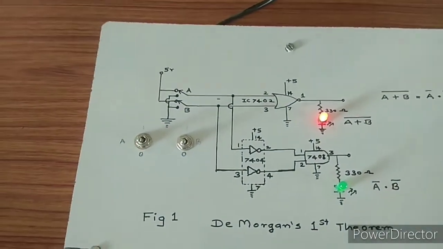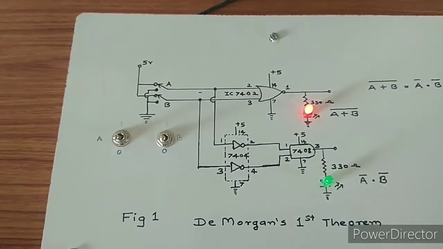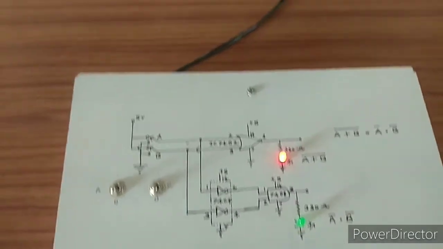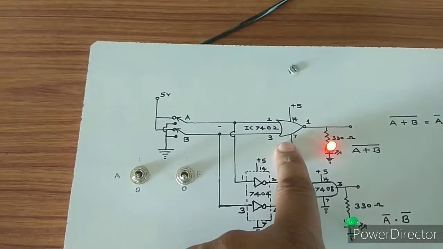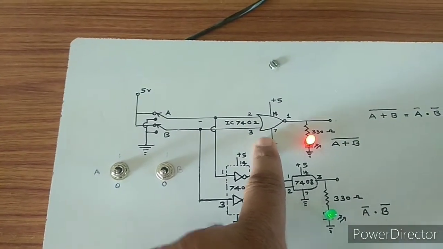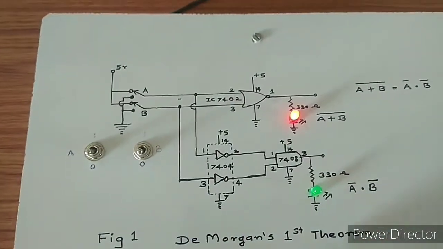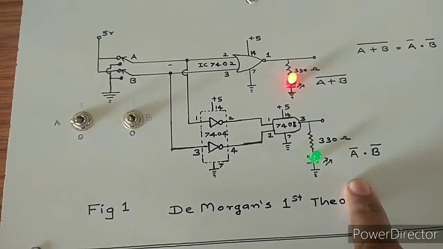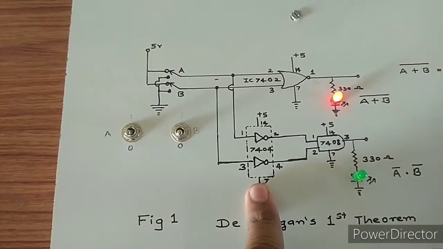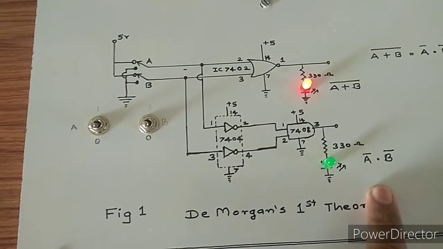When the LED glows, we say that it is at 1 or 5 volt, and when the LED is off, then we say that it is 0 volt. Now, on the LHS side there is a NOR gate, and therefore you will get at the output (A + B) complement. On the right side, the circuit diagram is like this. There are two NOT gates and one AND gate, therefore it is the product of the complements.